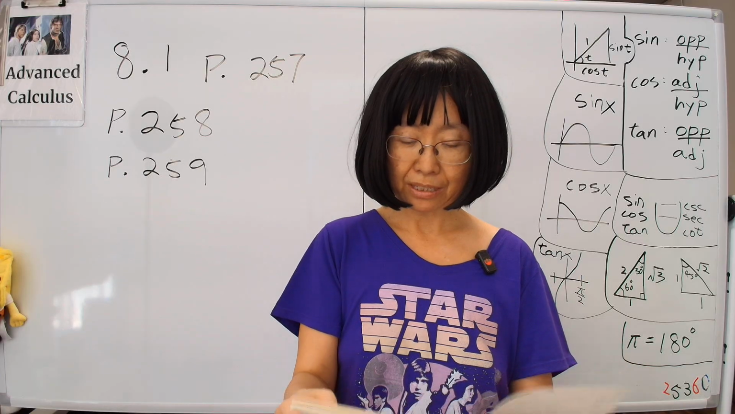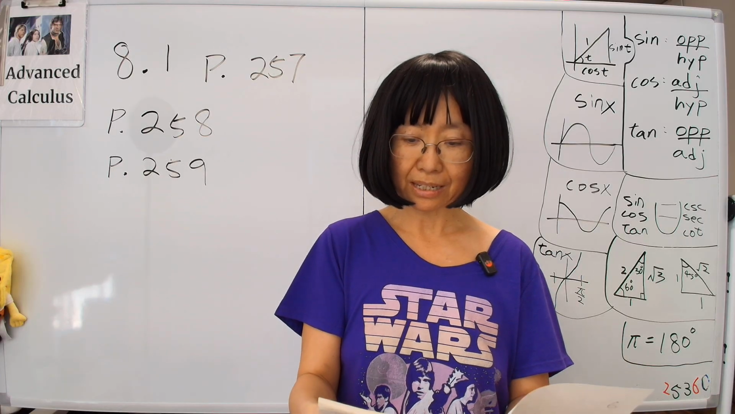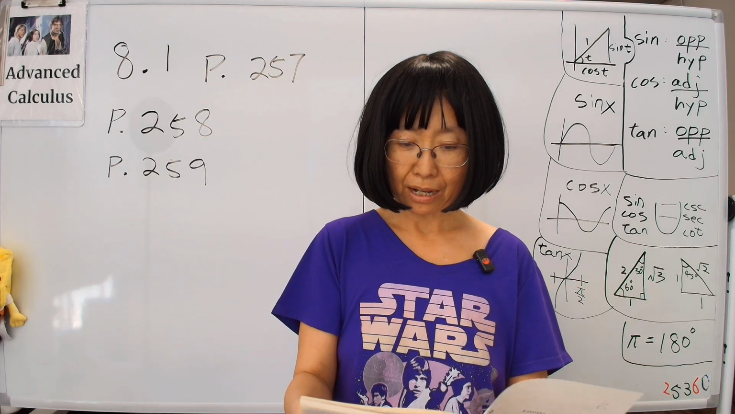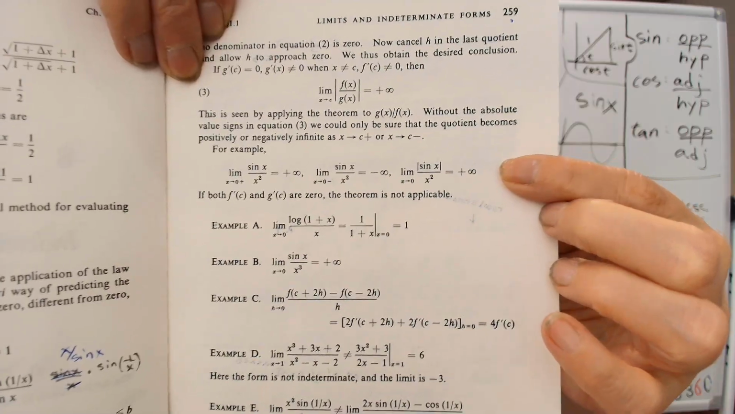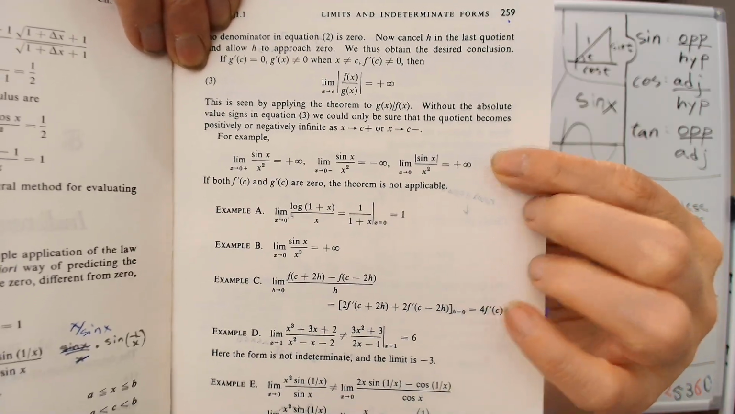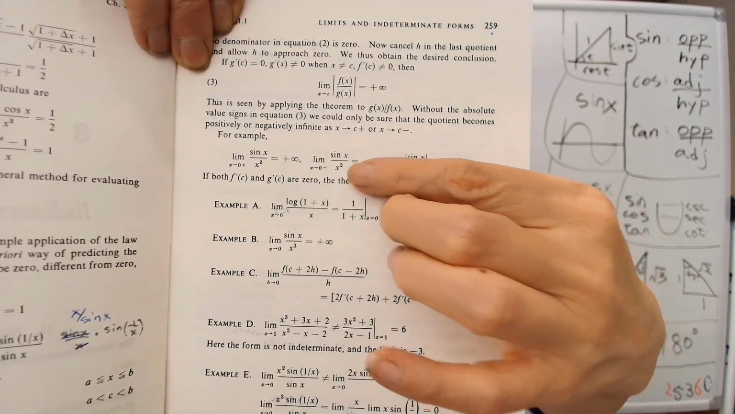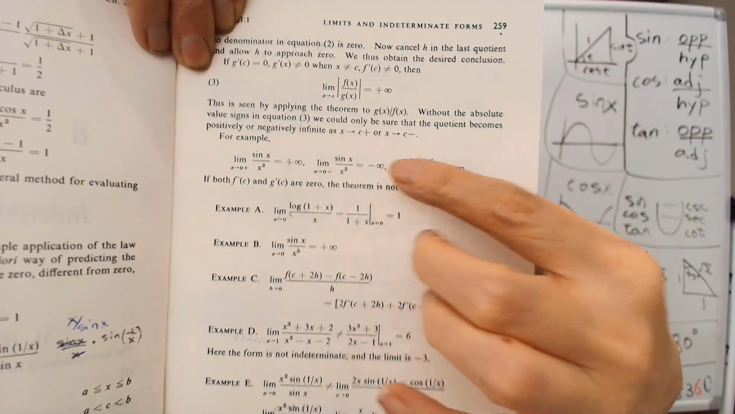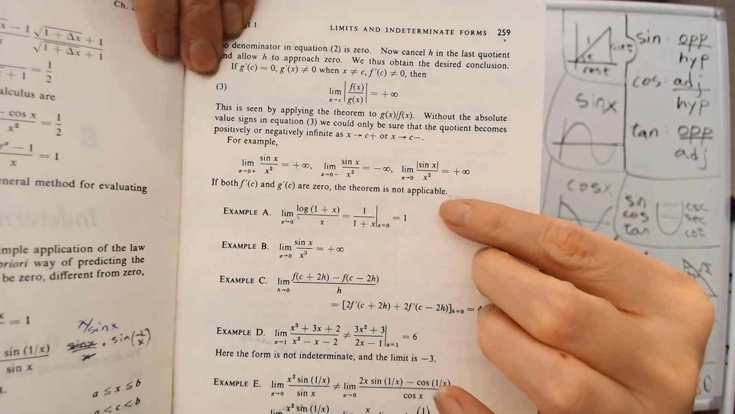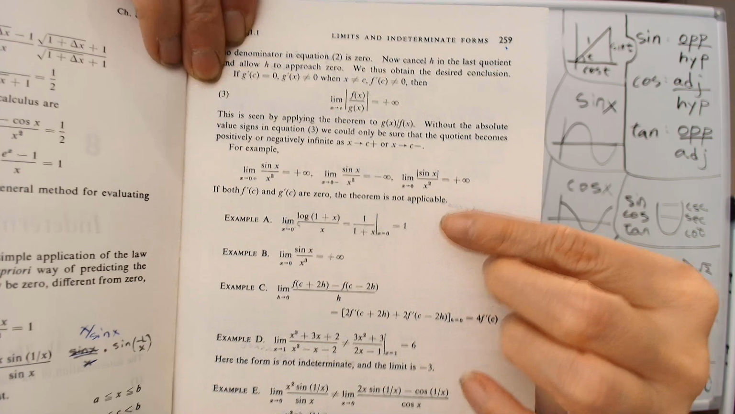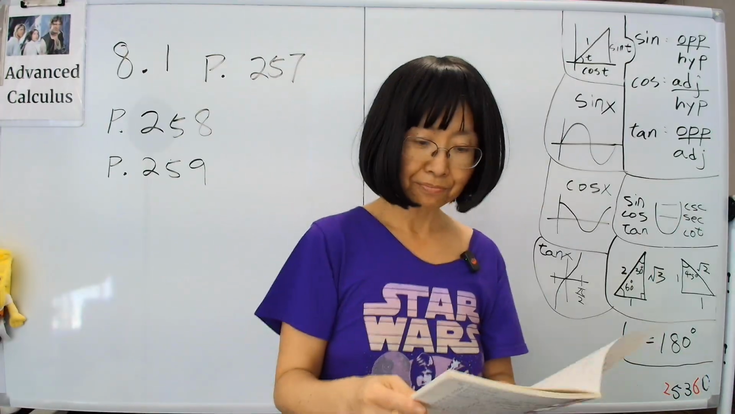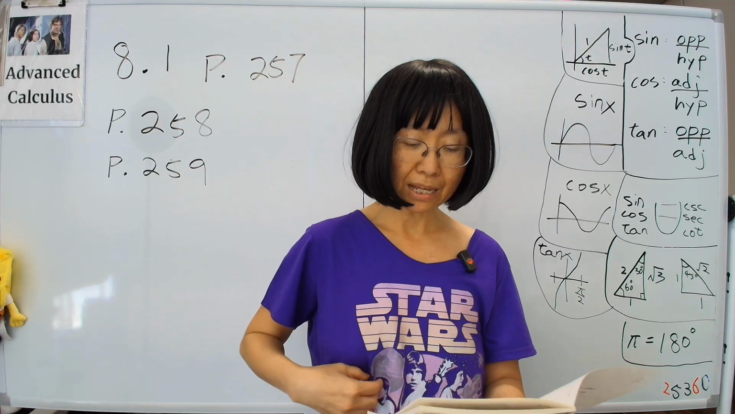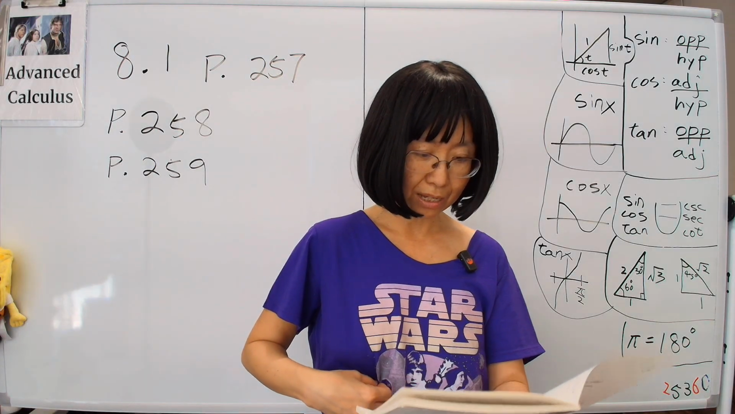So the next thing, let's look at the next example here. Please do this example, where as x approaches 0 plus, that goes to positive infinity. And if x approaches 0 from the minus side, then this thing goes to negative infinity. But if you slap an absolute value on it, then of course it goes to positive infinity. And if f prime of c and g prime of c are both 0, then we can't.